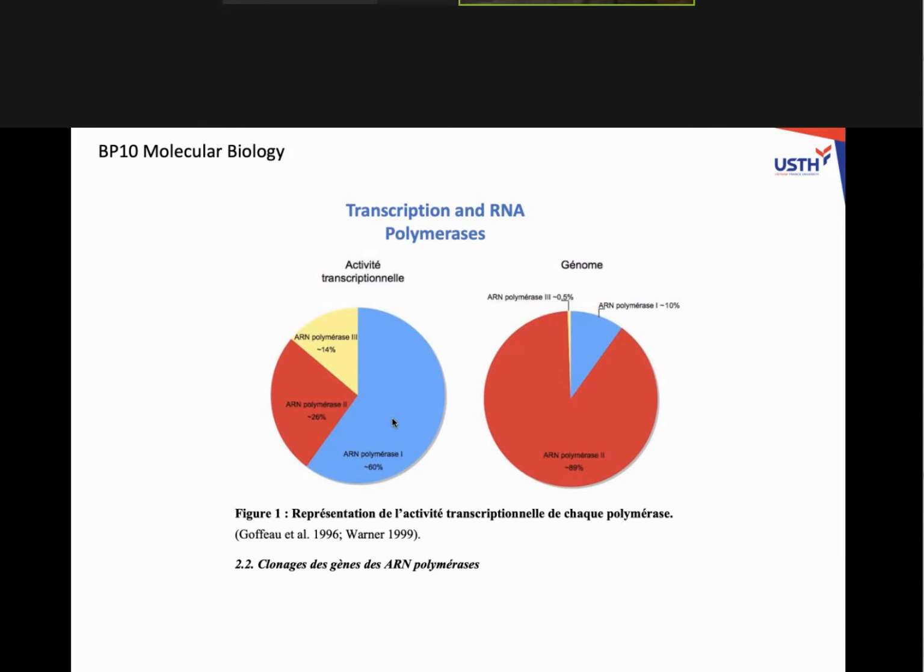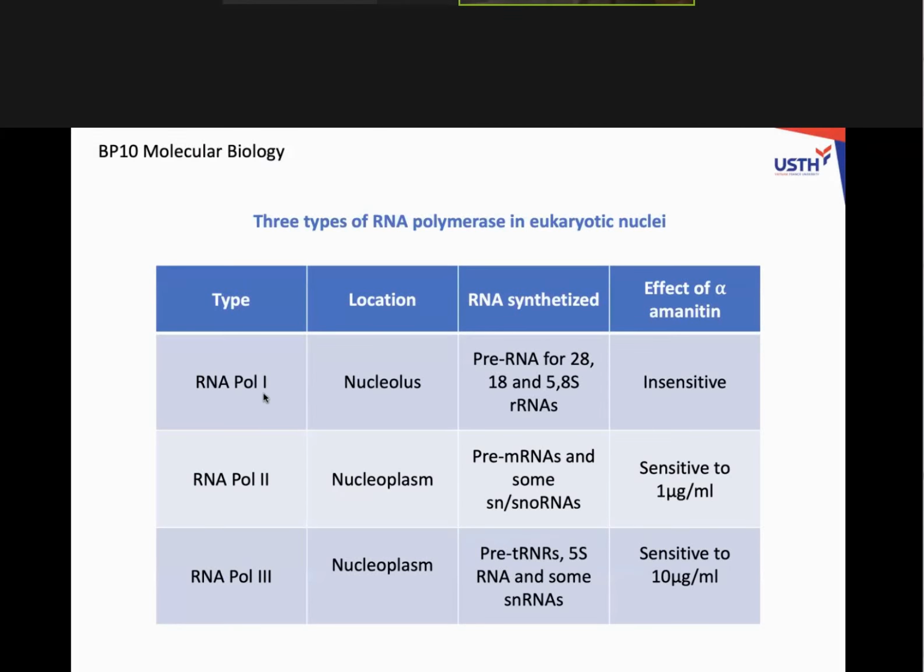The strongest transcriptional activity, in terms of quantity of RNA produced in a cell, is coming from Pol1, but the matrix, the DNA that is read by Pol1, represents only a small portion of what is read by all the 3 RNA polymerases. Okay, so when we look back at the chart, Pol1, do you see what it is coding for? It's pre-RNA for the 28S, 18S, and 5.8S RNA.